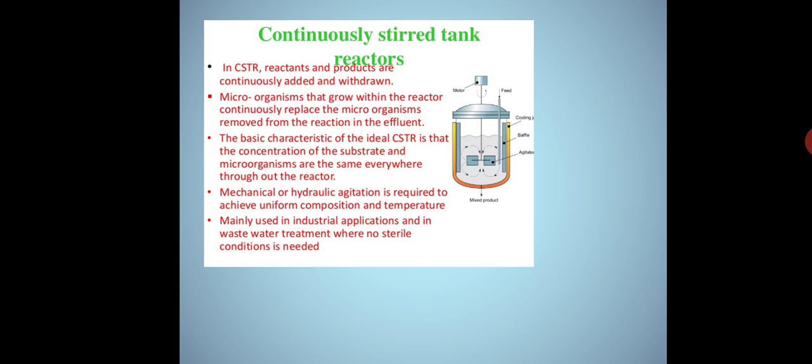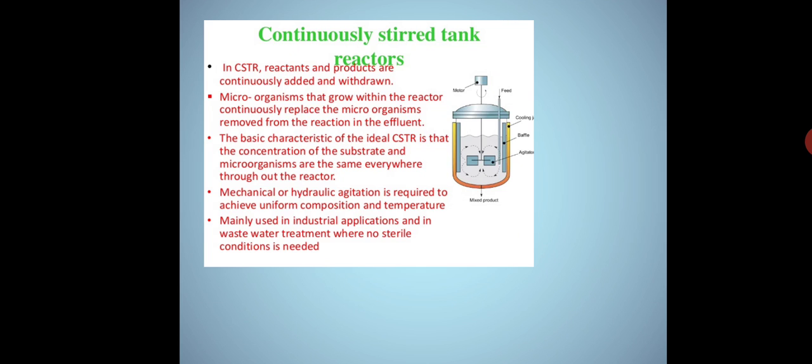Here microorganisms grow within the reactor continuously as the substrate is added, and it results in the formation of the product. What is important is that substrate is continuously added and product is continuously withdrawn to maintain the steady state. The main important thing here is the agitation, the mixing. Mechanical agitation is required to achieve a uniform composition, or a uniform state. So that is the mechanical agitation.